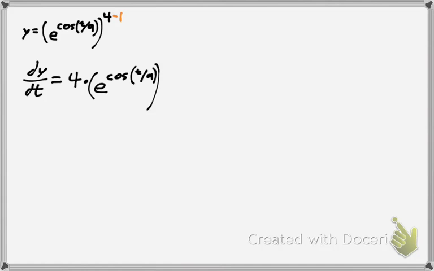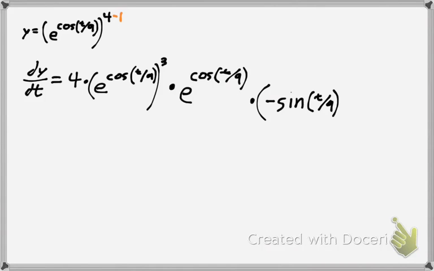So you're going to get e to the cosine of t over 9, all to the third power. Now you take the derivative of the inside, so you're going to have times e to the cosine of t over 9. And now you have to take the derivative of the exponent, and so you're going to get negative sine of t over 9. And now you take the derivative of the inside of the trig function, and so now you have times 1/9.